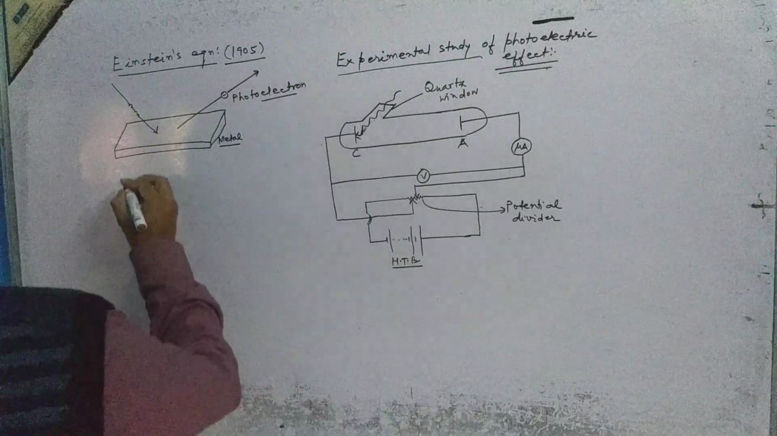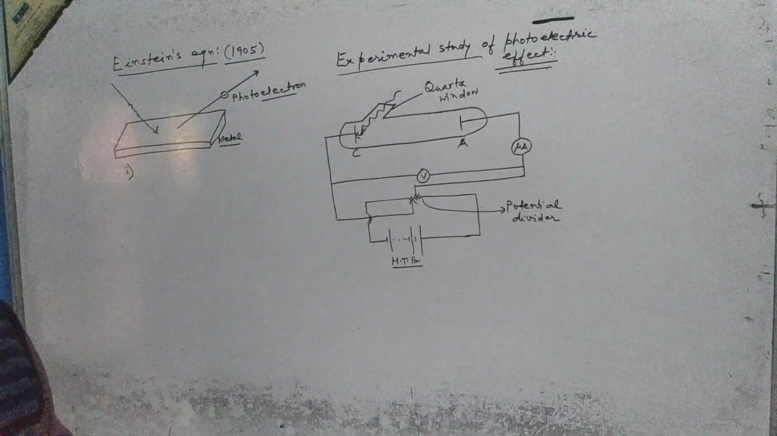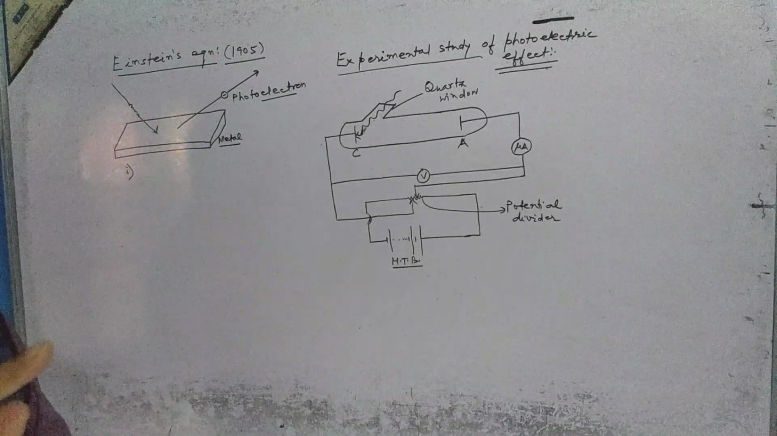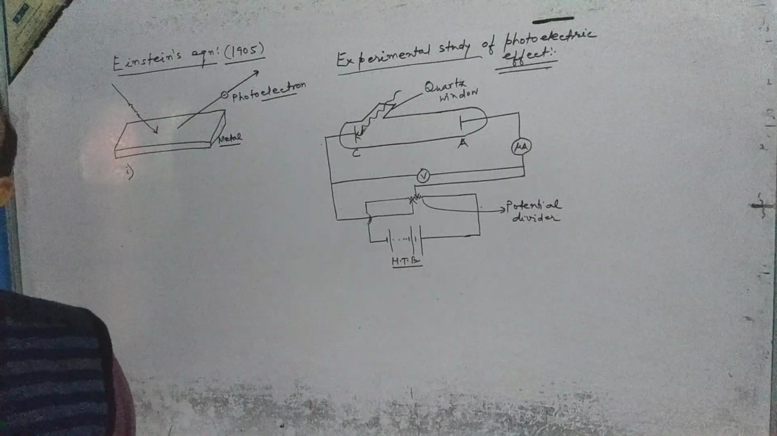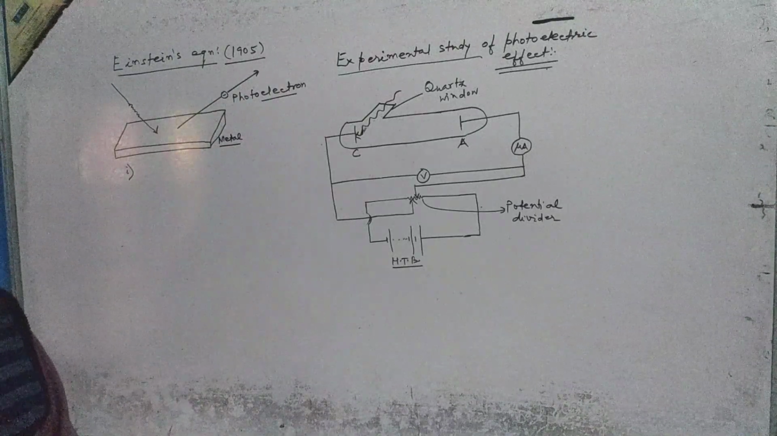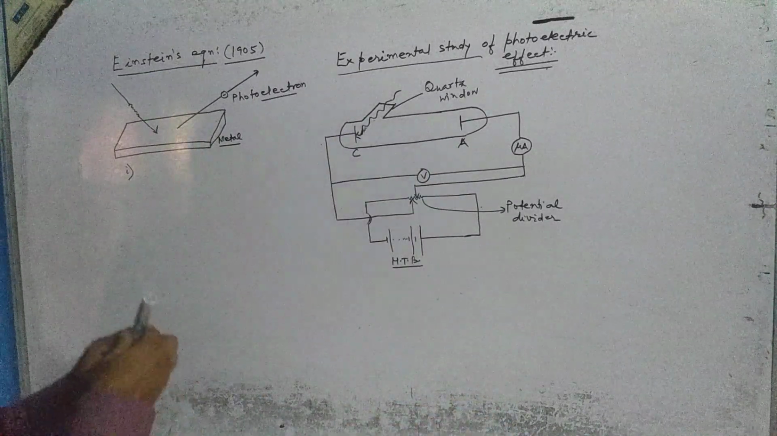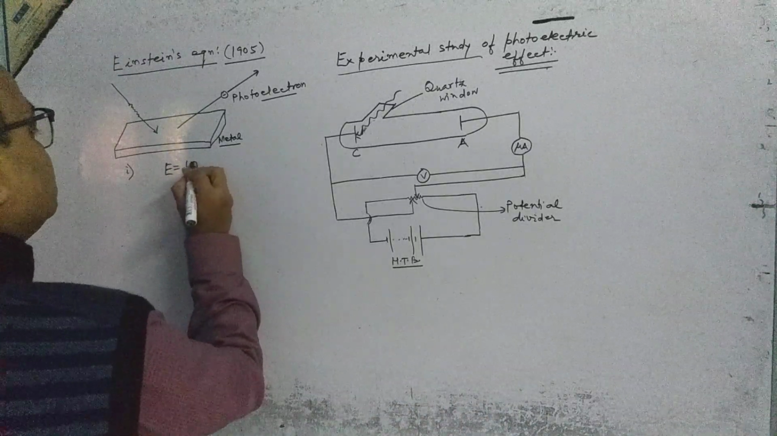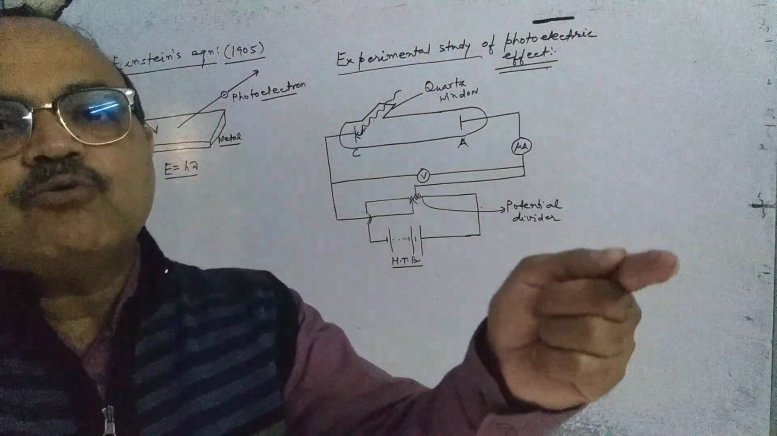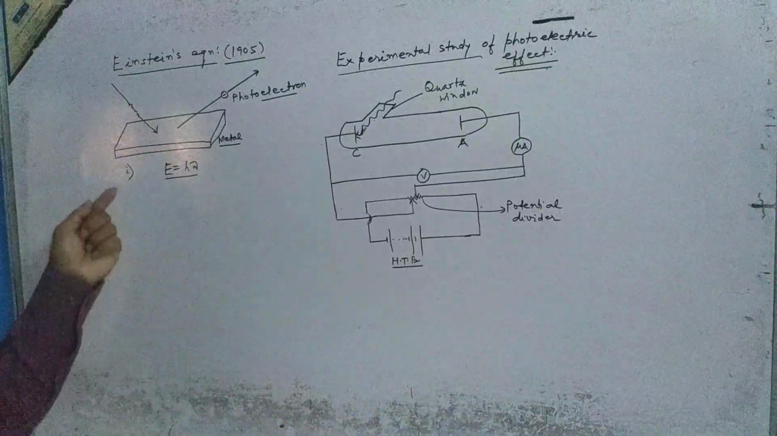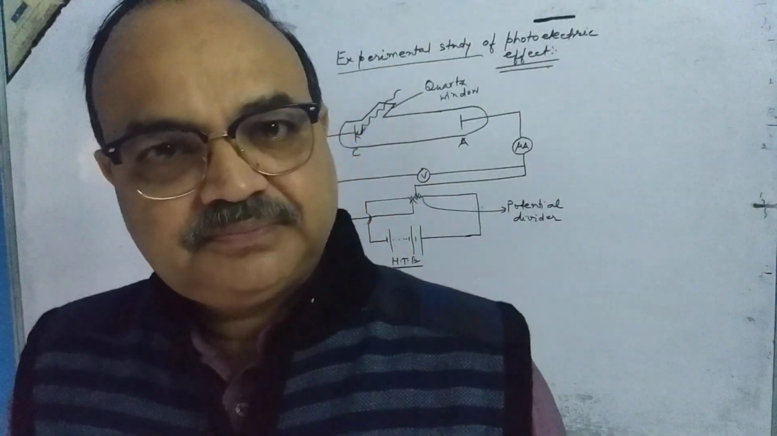First point: when the incident radiation falls on this photosensitive metal, one photon, one electron interaction takes place. The photon falls there with a certain energy. How much energy? E is equal to h nu. With this energy it falls and knocks out the electron. The photon should have sufficient energy to knock the electron out of the metal.